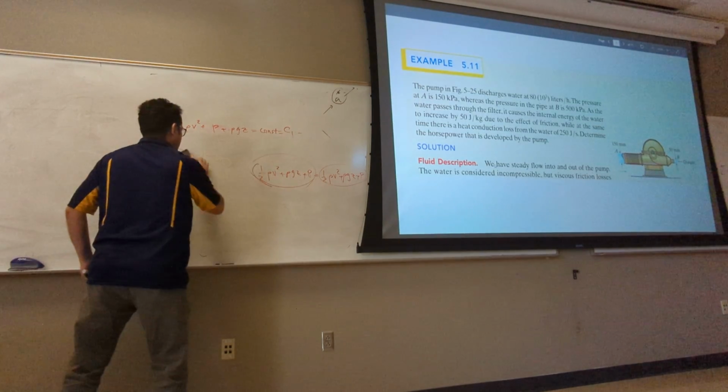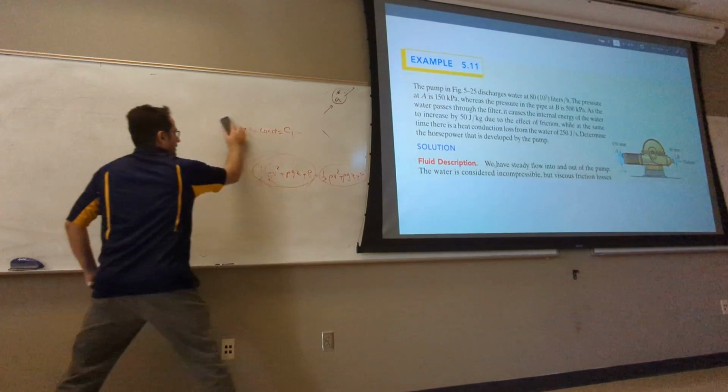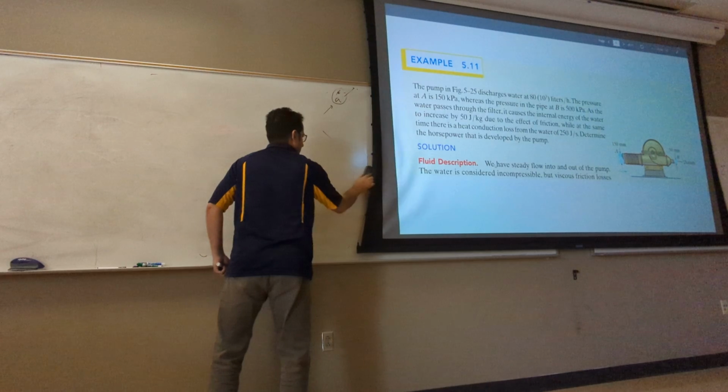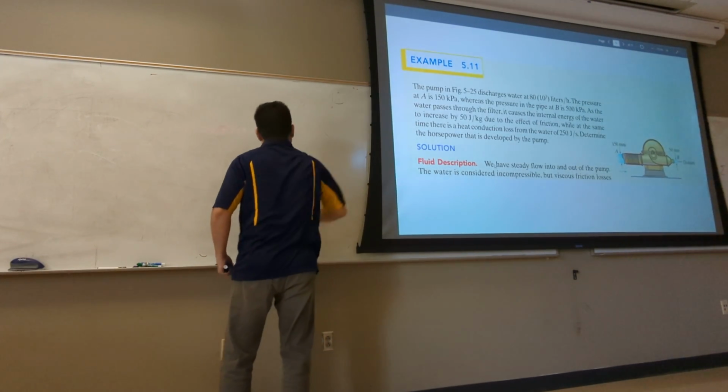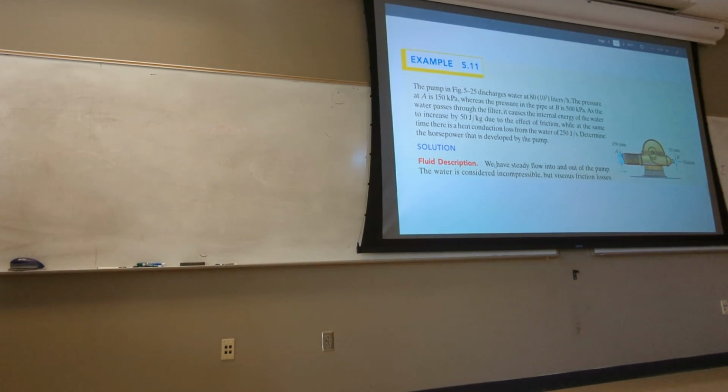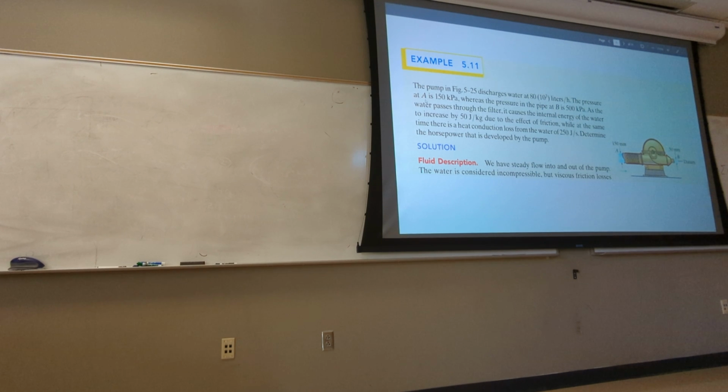But before we go to differential forms, I want you to cover more problems here. So here, in this problem, you have a pump, and the volume rate for discharge is 80 kiloliter per hour. And at point A, obviously it gives you the pressure because it's inside the pipe.